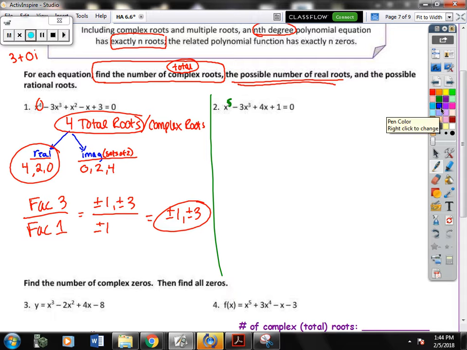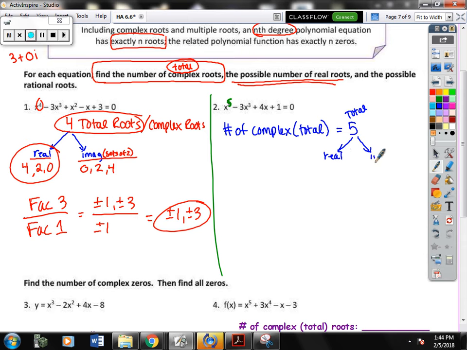So, 5th degree polynomial. Total number of complex roots would be 5. There are 5 total roots. Again, of these 5 total, some of them could be real, and some of them could be imaginary. The imaginaries have to come in sets of 2 because of the conjugate, the 2 plus i, 2 minus i concept.